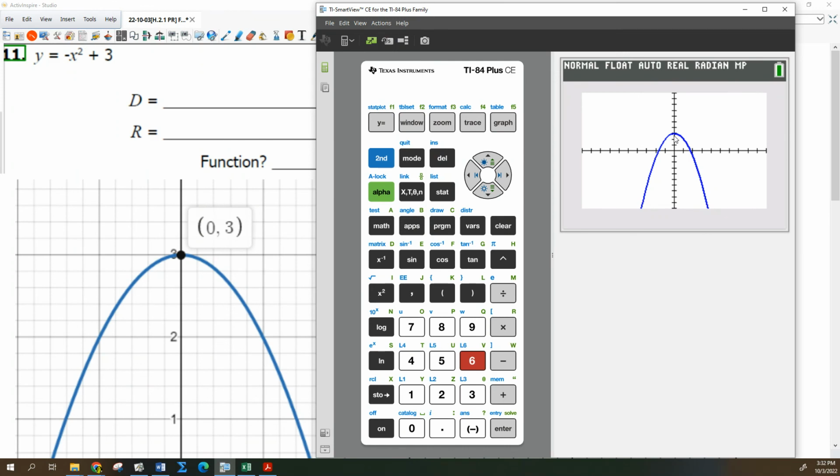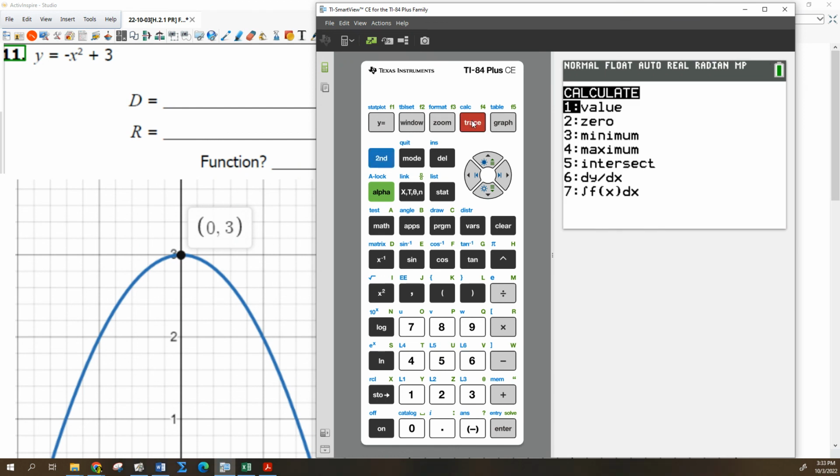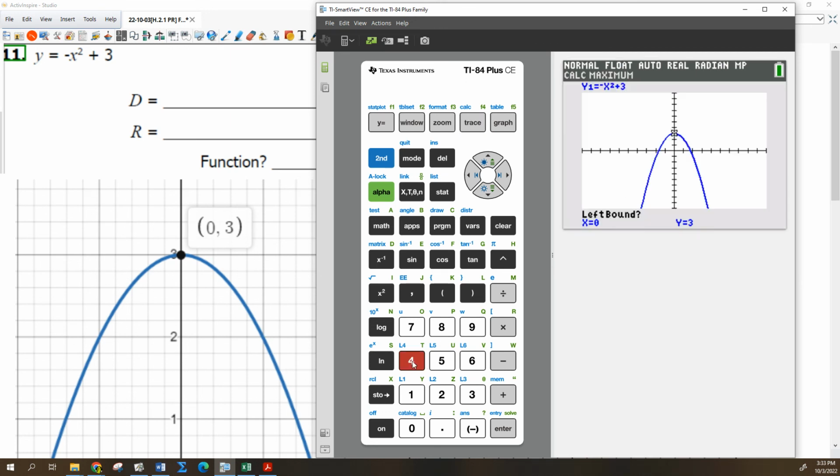Now I want to know what that highest point is though. So how do I do that? To find the highest point, I go to the calculate menu for the graph. So I go second calculate, or second F4, and I'm going to choose maximum, because a maximum just means the highest value. So I'm going to push 4.